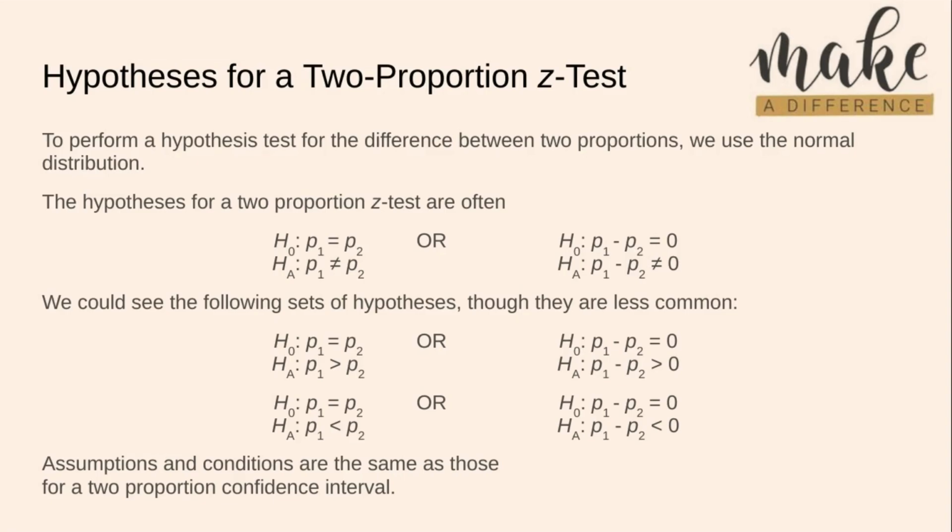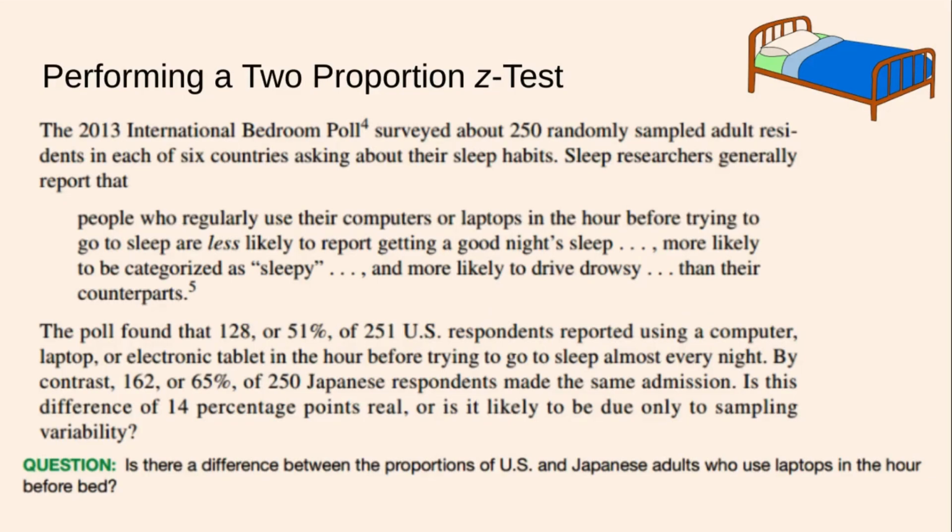Assumptions and conditions are the same as those for a two-proportion confidence interval. So, the 2013 International Bedroom Poll, a survey group I've never heard of before, surveyed about 250 randomly selected adult residents in each of 6 countries and asked them about their sleeping habits.